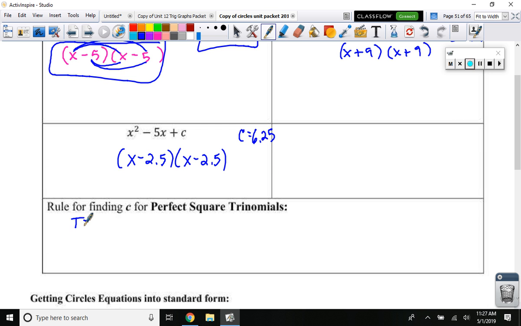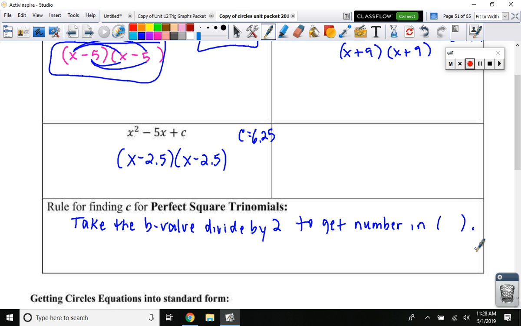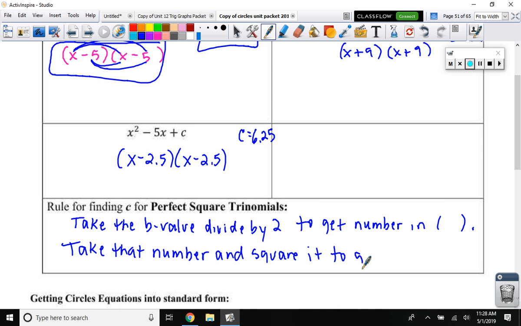So, take the b value, divide by 2 to get the number in parentheses. Okay, and then what do you do? And then you take that number and square it, to get C. All right, are we okay there?